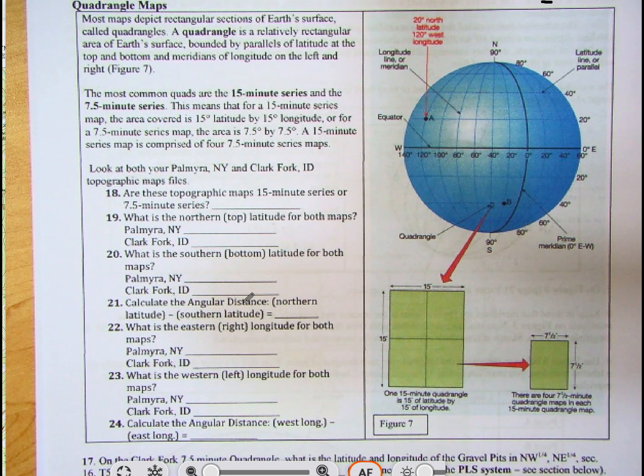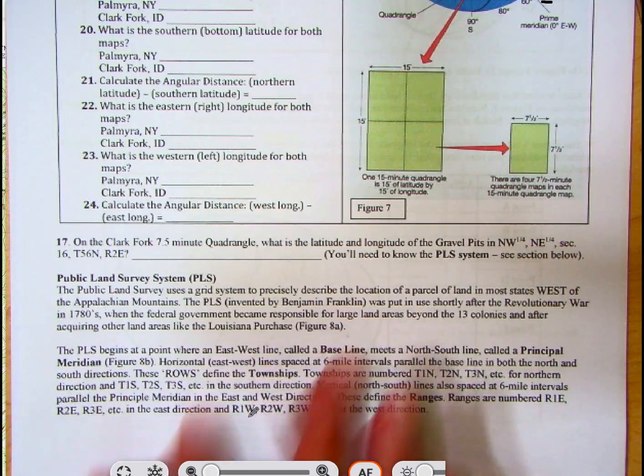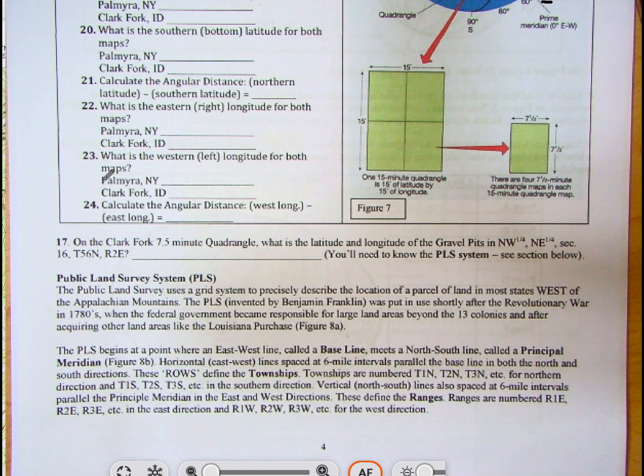And you'll do the same thing, just like I calculated the angular distance, you want to figure out what the angular distance is between these. And then you'll do the same thing for longitude on the right or eastern side, and on the west or left side. And then again, you're going to calculate the angular distance for that as well. So that's using the Palmera and the Clark Fork quadrangles in Idaho. Now, let's just look at this Clark Fork quadrangle.